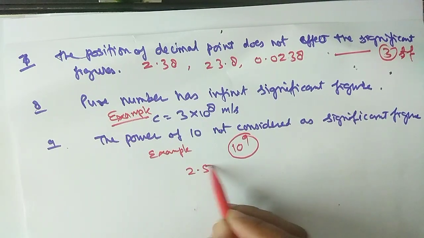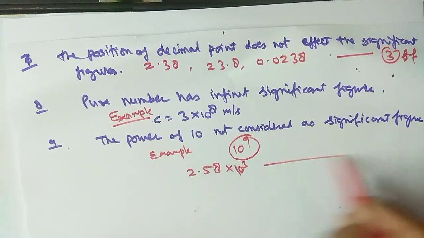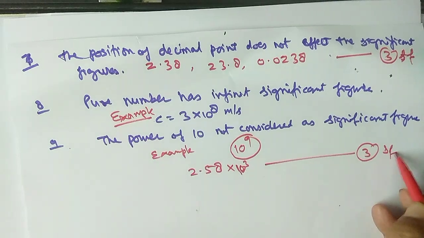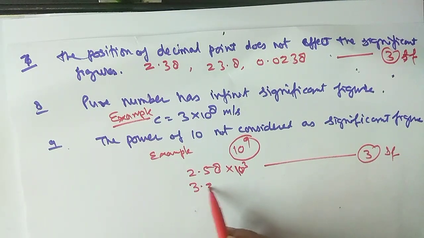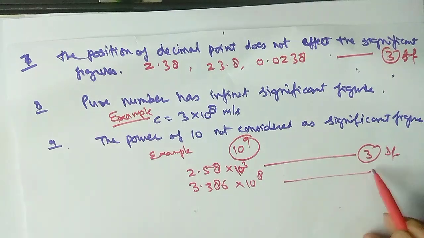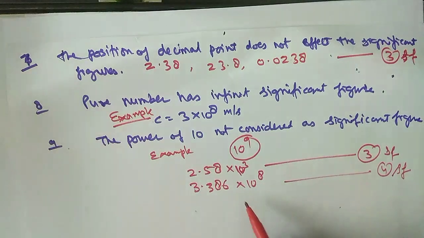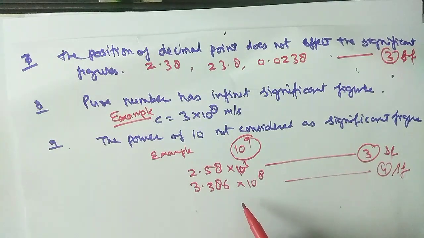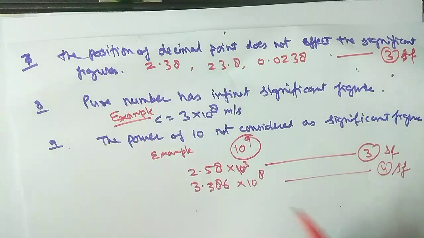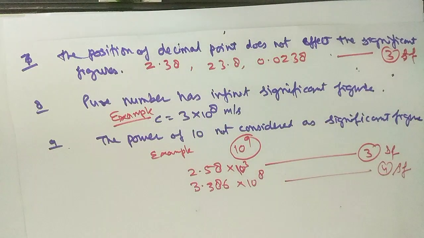Suppose here I am taking 2.58 into 10 to power 3. The significant figure number is only 3. If I write 3.386 into 10 to power 8, here the significant figure number is 1, 2, 3, 4, only 4 significant figures. So we are not considering the powers of 10 as significant figures. So students, these are the rules and you have to follow them. Only then can you be sure about the significant figures.